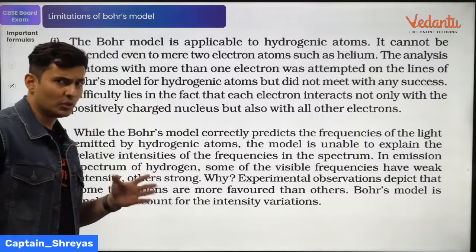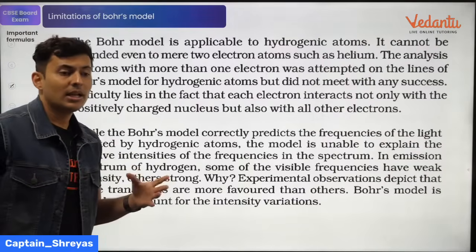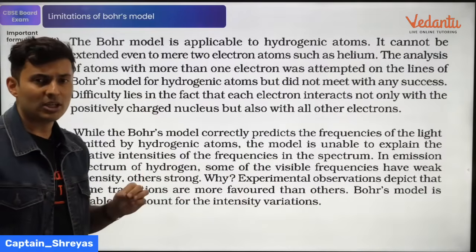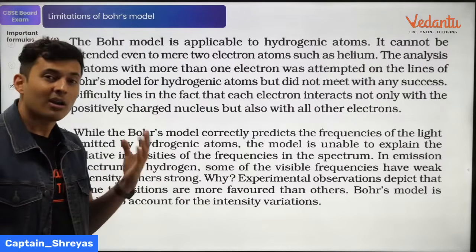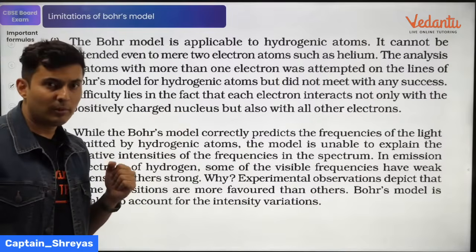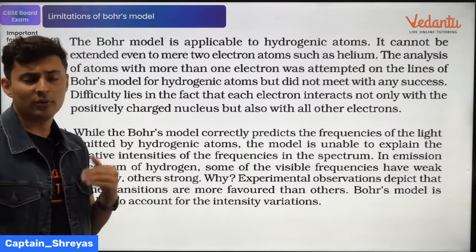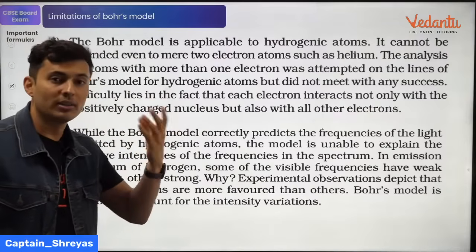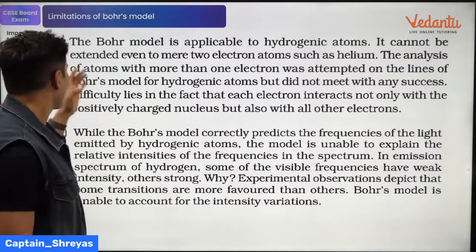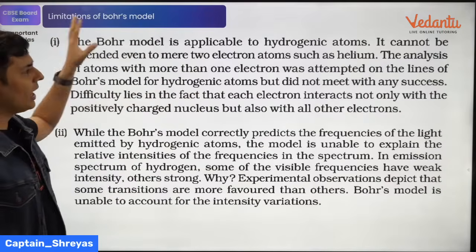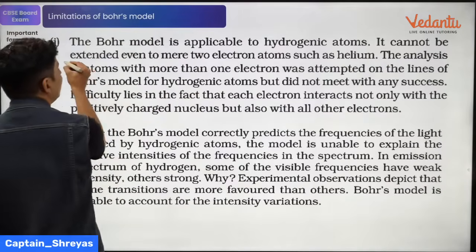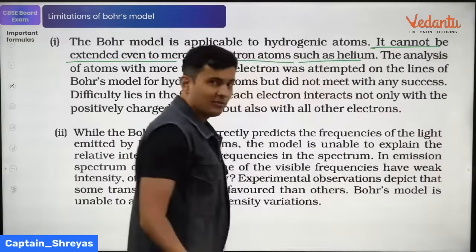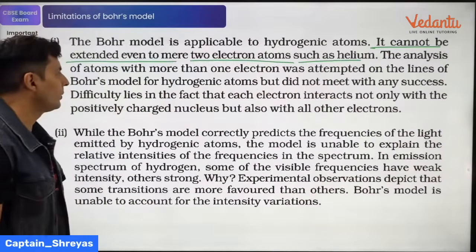Limitations of Bohr's model, you should know it. They can tell you, explain the postulates of Bohr's model, and also state 2 limitations of Bohr's model. Or what is Rutherford's experiment, and what were the limitations of Rutherford's experiment, and how did Bohr overcome it? It can be a good 3 to 4 mark question, remember that. So Bohr's model is applicable to hydrogen atoms, but it cannot be extended to even 2 electron atoms like helium. First disadvantage, you can see that over here.